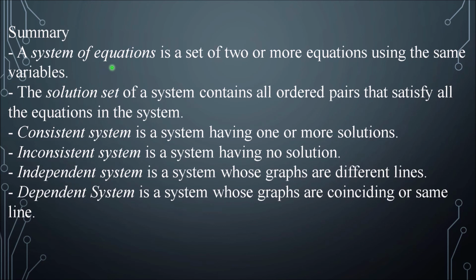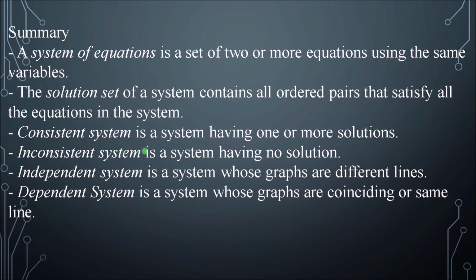Now, let's have the summary. A system of equations is a set of two or more equations using the same variables. So, if you use x and y in the first equation, you must use x and y also in the second equation. Now, the solution set of a system contains all ordered pairs that satisfy all the equations in the system. Those ordered pairs must satisfy the first equation, the second equation, and so on and so forth.